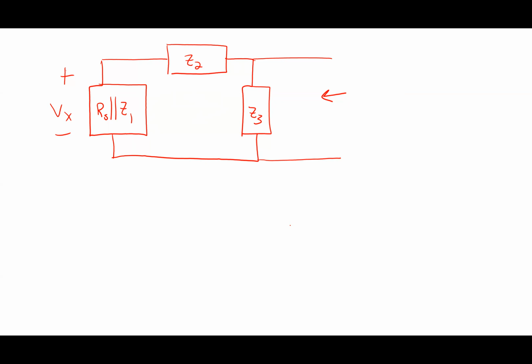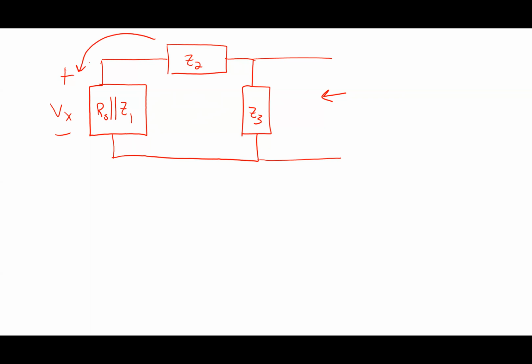Well, so again, trying to go slow. There's a parallel and a series thing going on here, but the first thing I want to recognize is that the current is the same through Z2 as it is through RS in parallel with Z1, right? So these guys have the same current going through them, which means that they're in series.